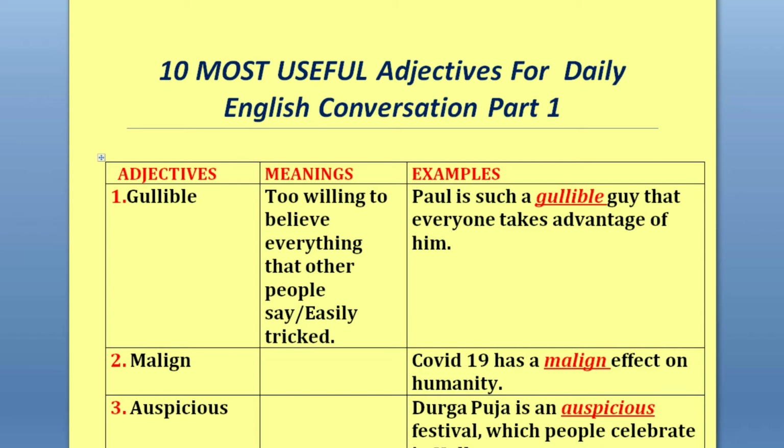Let me quickly read out the example. Paul is such a gullible guy that everyone takes advantage of him. That means he is such a person, he can be persuaded, he can be convinced very easily because of his gullible nature. That's why everyone takes advantage of him. That's the way you can use this word gullible.